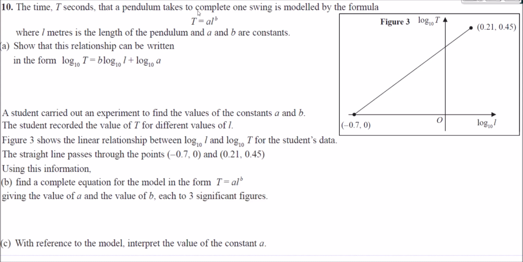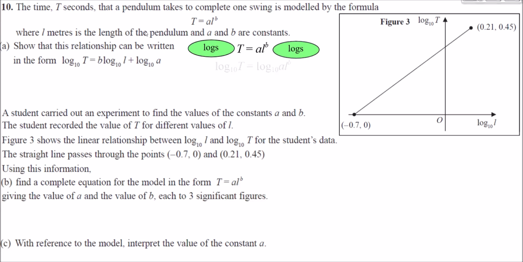So let's start off with T equals A L to the power B. If we take logs of both sides of this equation, then taking logs has the ability to bring the power to the front of a variable. So this power B will be brought to the front in a second. But the first step, if I take log base 10 of both sides, I'll get this.